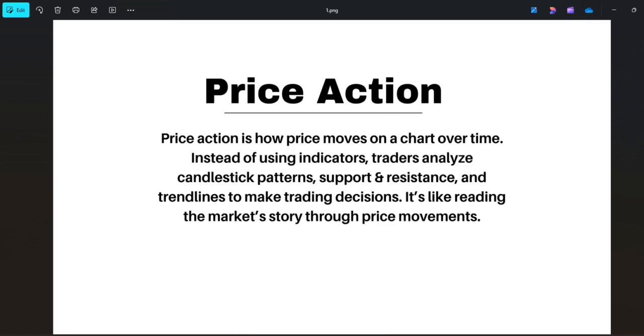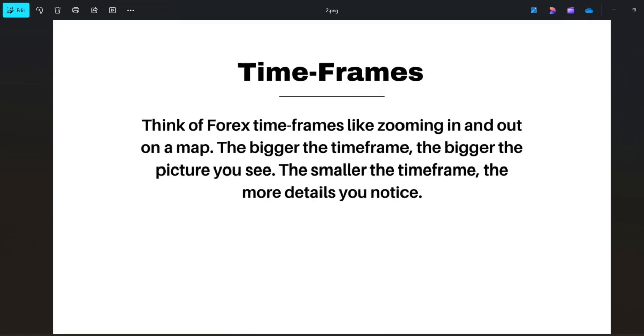Now, also, we want to know about time frames. I want you to think of Forex time frames like a map, zooming in and zooming out of that map. The bigger the time frame, the bigger the picture you see in the market, and the smaller the time frame, the more details that you will notice.